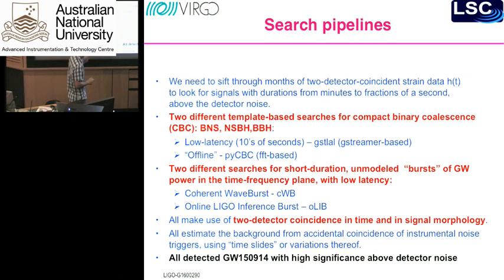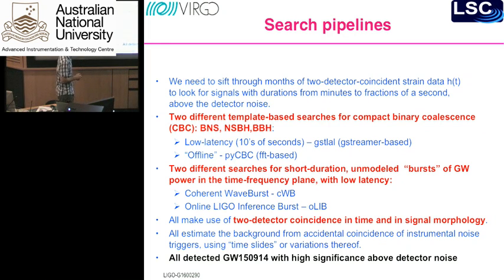Each of those searches has two flagship pipelines. They also have other pipelines, which are independent codes created by different people. All of the pipelines found the event, but all four flagship pipelines found it with similar statistics and similar estimates of the parameters of the source system. They all make use of the fact that we have two detectors, and you have to see the same signal in both of them.